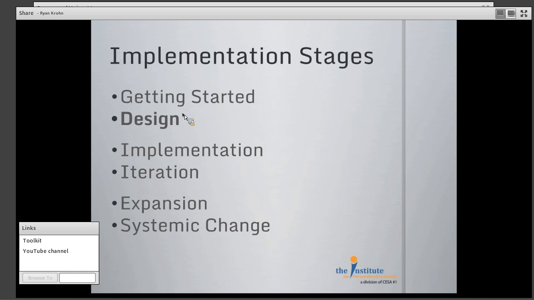The first 2 stages are generally about changes in the assumptions, the values, and the beliefs of the adults, the staff, the leaders inside of an organization. The next 2 stages of implementation and iteration are really about changes to the learner's experience, where we've actually taken time to take what we've designed and put it into action. And lastly, our last 2 stages about expansion and systemic change are really about changes that we're making long-term to the system, where we truly recognize the paradigm shift that is necessary to bring forward personalized learning practices as our primary mode of operation.